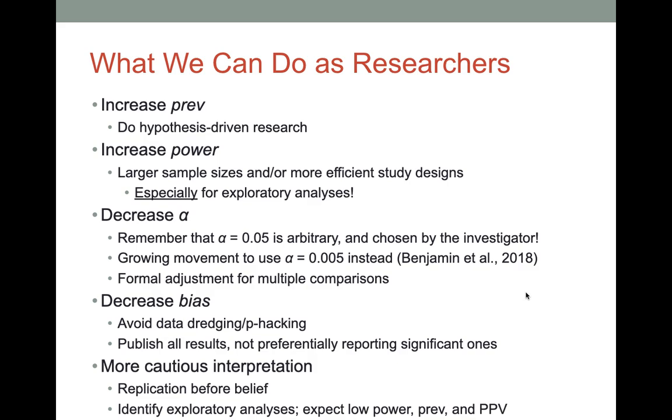So what can we do as researchers? And this is really important, particularly if NIH and funding agencies aren't going to address these issues head on. Well, one thing we can do is increase the prevalence parameter, right? Think back to our positive predictive value formula. This is one of the key factors. If we increase the prevalence of true associations among those we test, then we're going to have more reliable results. And the way we do that is by doing hypothesis-driven research, right?